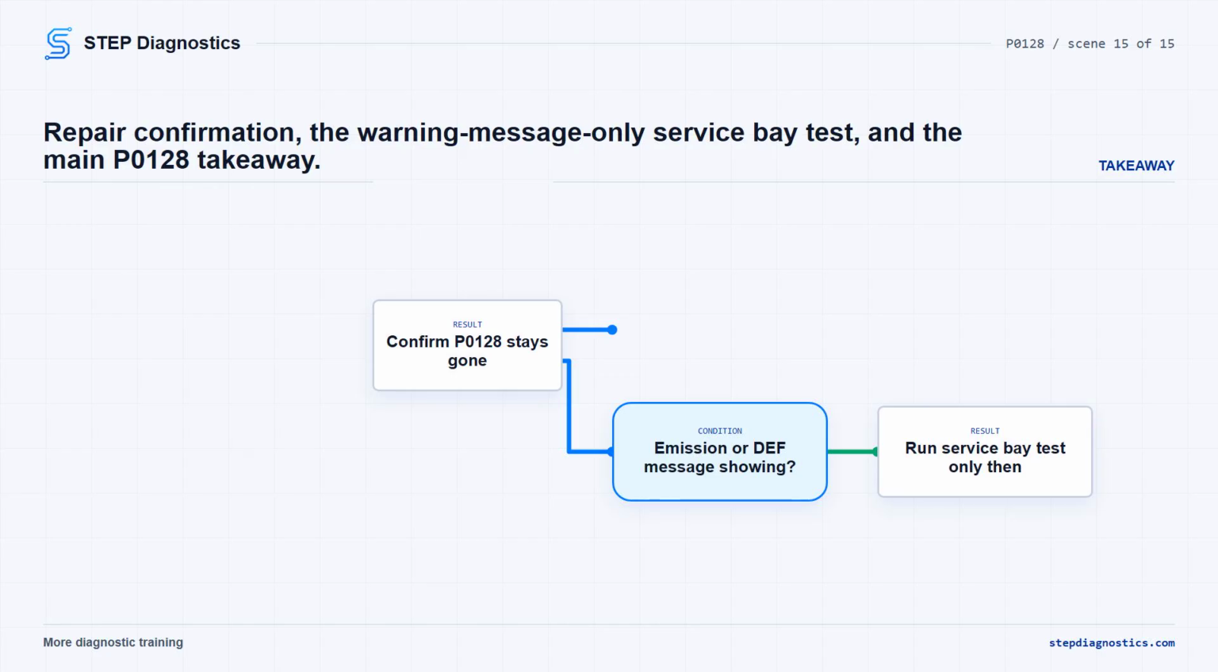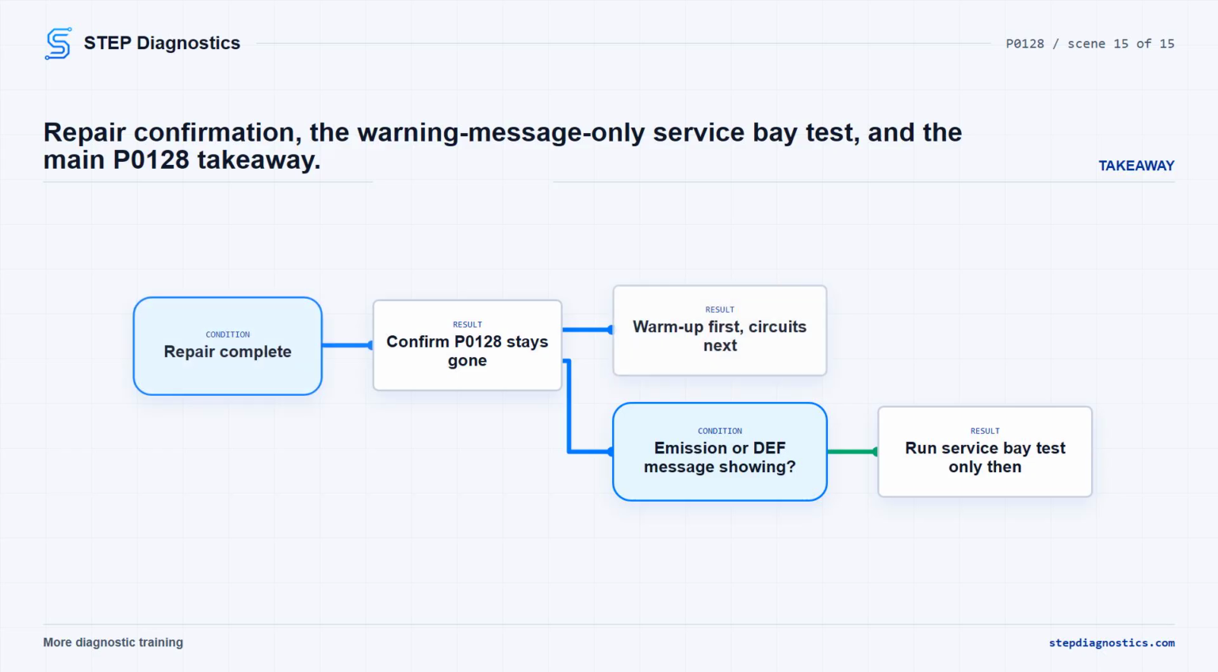Keep that verification separate from the category-specific testing you just performed. If the service emission system or service exhaust fluid system message is displayed, perform the reductant system tamper warning service bay test only under that condition. That procedure clears the applicable driver information message.